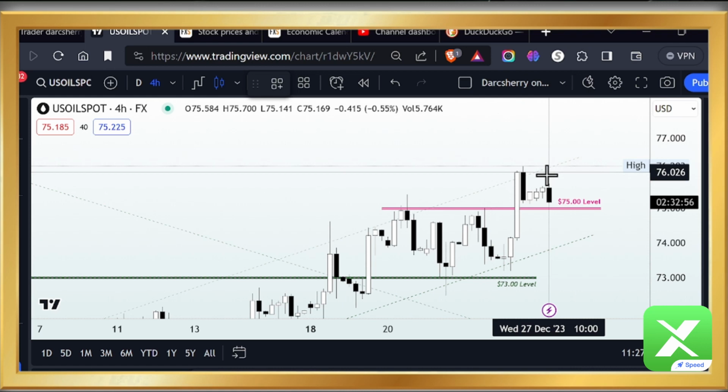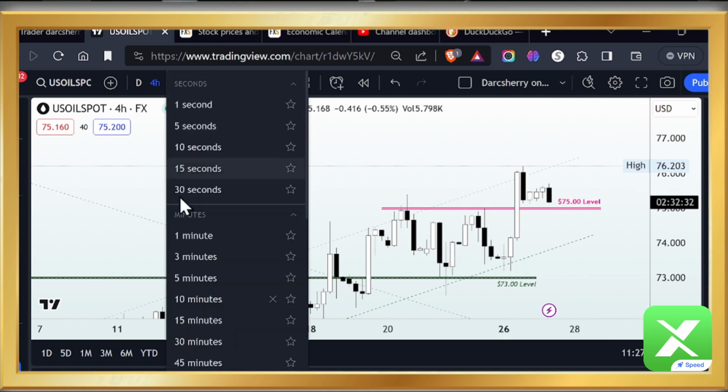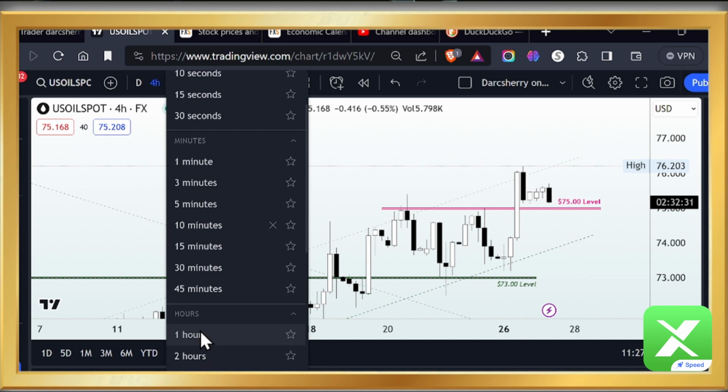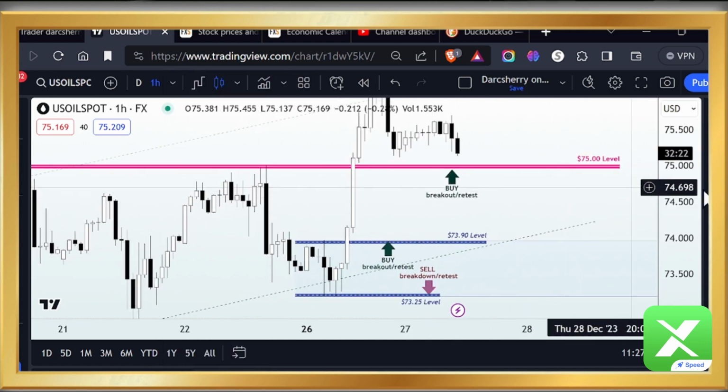Now, with the situation we have here and the fact that price action remains above our key level at the $75 area, let's scale down into the 1 hour time frame so we can see how market participants have been reacting to this area above the $75 level. Now, scaling down into the 1 hour time frame, we begin to see things very, very clearly. So let me quickly share with you what really happened at the beginning of this week.